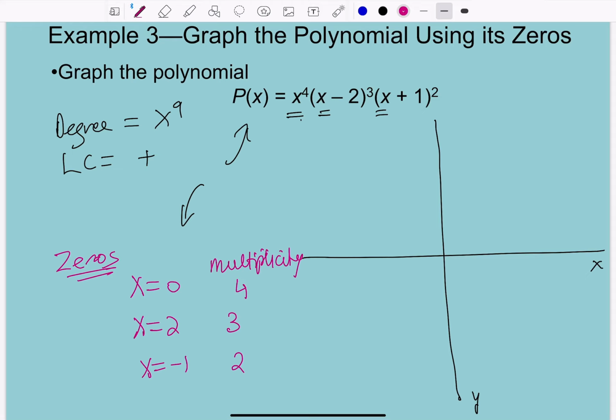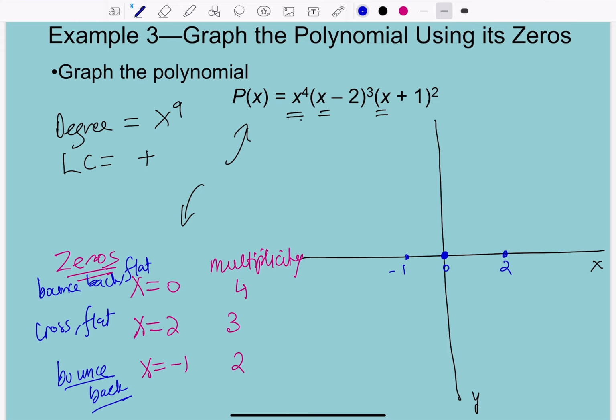So that means at negative 1, the graph is going to bounce back, because if a 0 has an even multiplicity, the graph does not cross the x-axis at that point. It bounces back. At 2, it's going to cross and it's going to be a little flat, because the multiplicity is greater than 1. At x equals 0, again, the multiplicity is even. It's going to bounce back, but it's going to be flat. All right, I have some idea now. x equals 0, x equals 2, x equals negative 1.